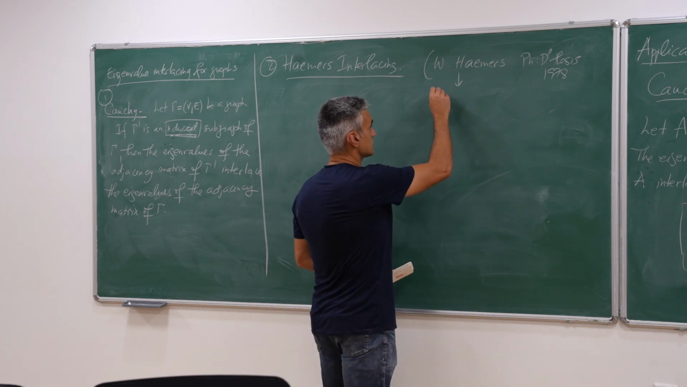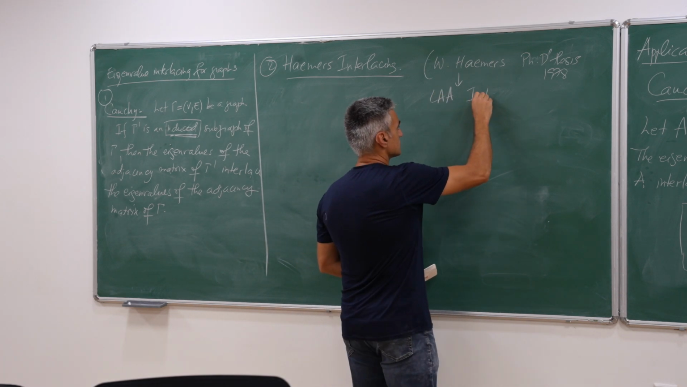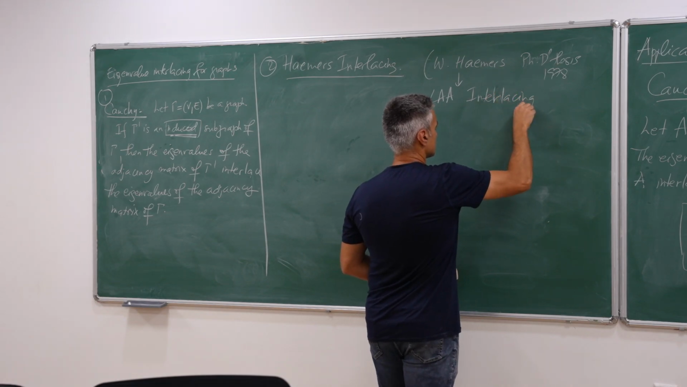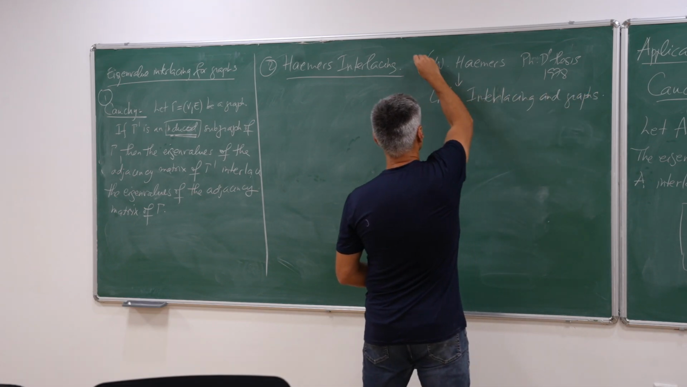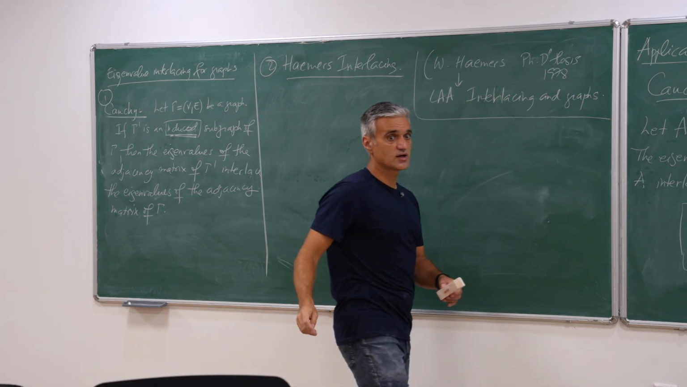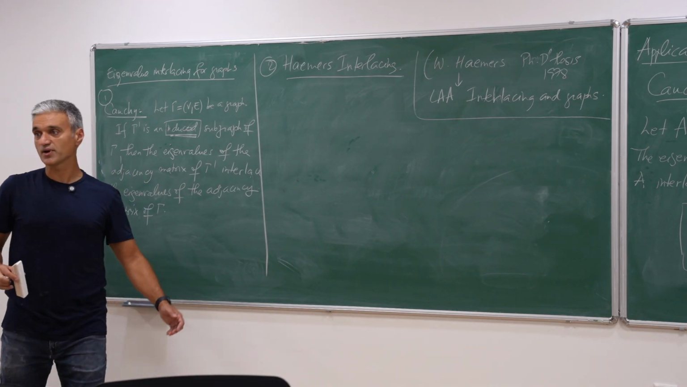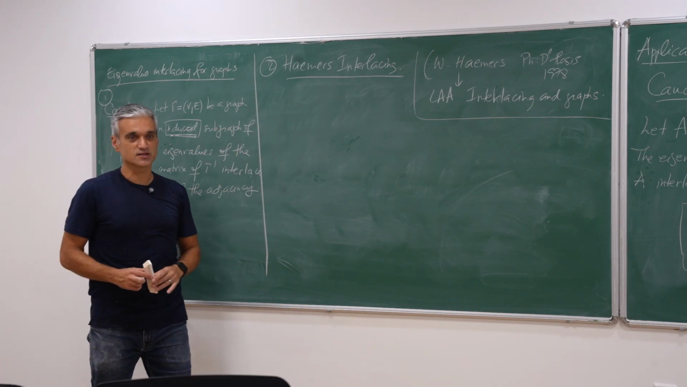He has a paper in LAA, I think it's called Interlacing and Graphs. I think you can find it online, and it has a lot of examples of applying Haemers interlacing, which I haven't told you what it is. Okay, so let me tell you what it is.